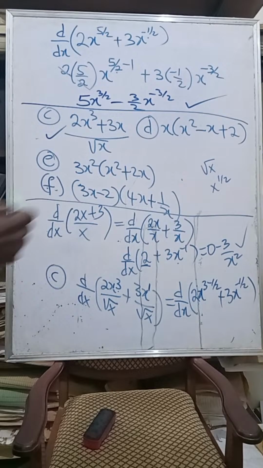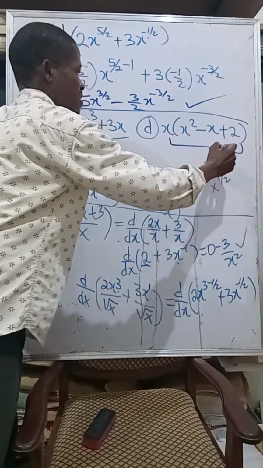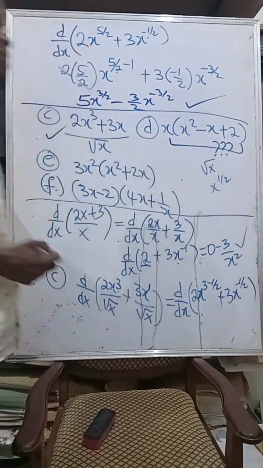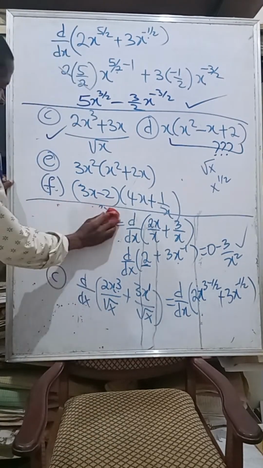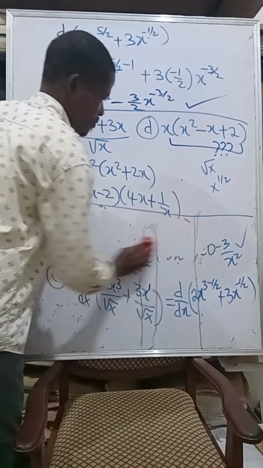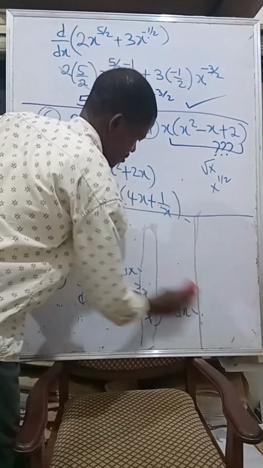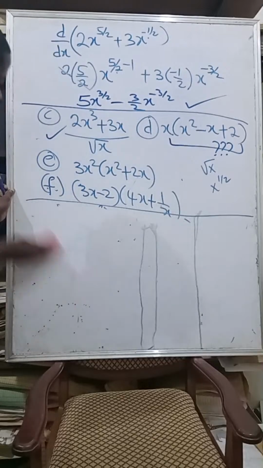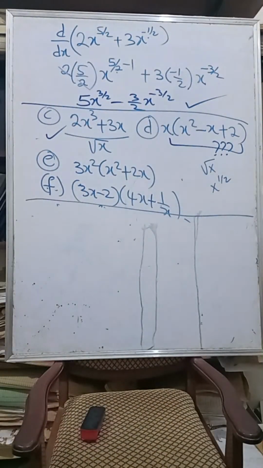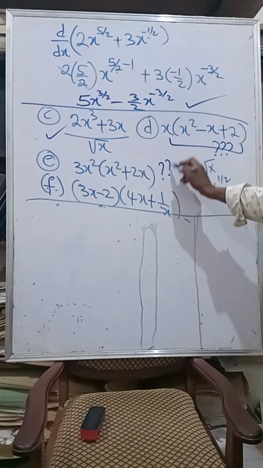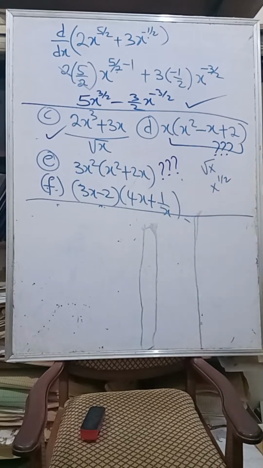Okay, the D part, differentiate that, and put the answer in the comment section. Do the D part and put the answer in the comment section. So let's see between E and F. I'm going to take one. I'll take the F. Do this one also, put the answer in the comment section. Differentiate that using the standard results.